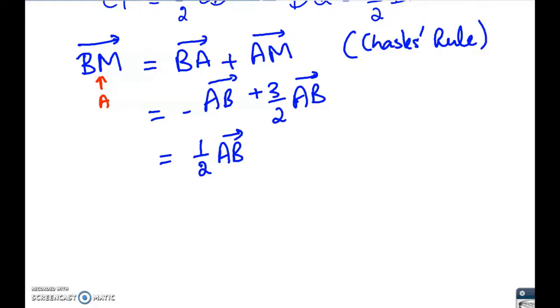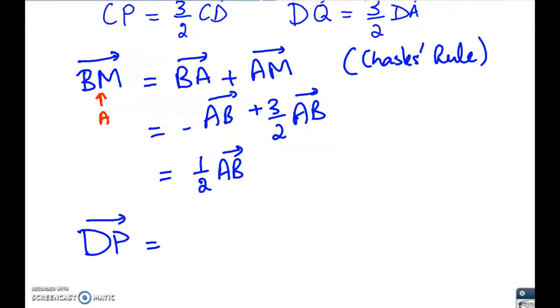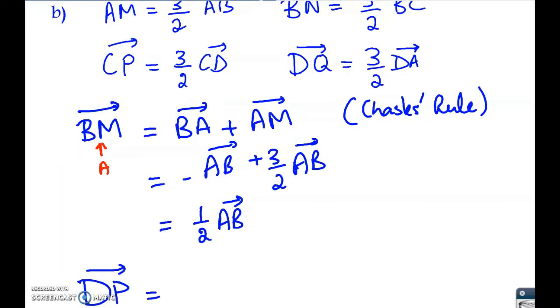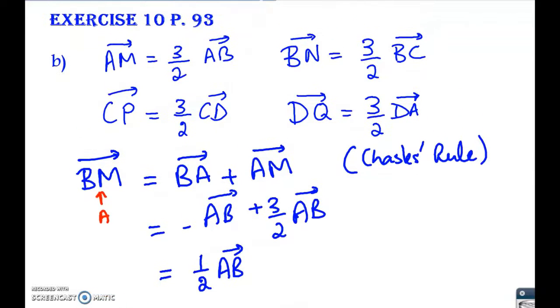The second vector is DP. I want to write this in terms of AB, so I will go back to the given. What do I have concerning P, the new point P? A, B, C, D are the original points, and the added points are P, M, N, and Q. So what do I know about P? I only have P in CP.